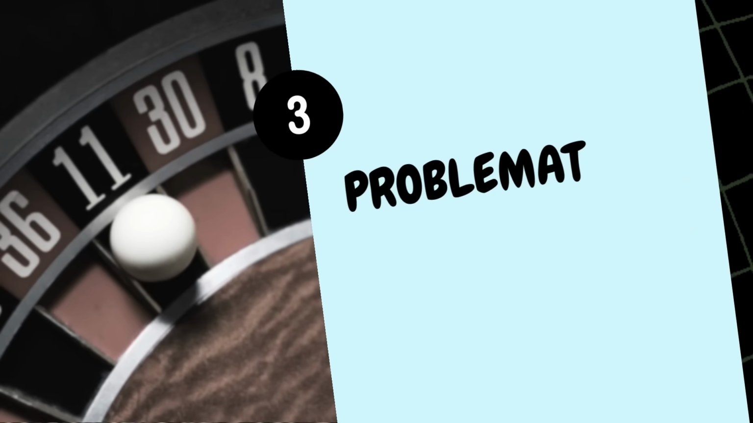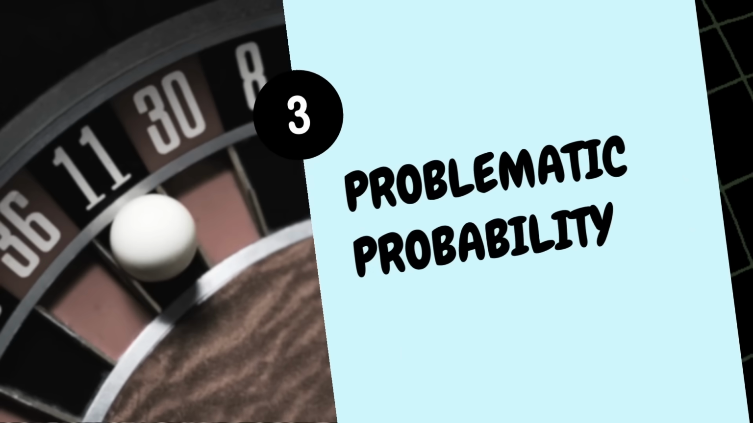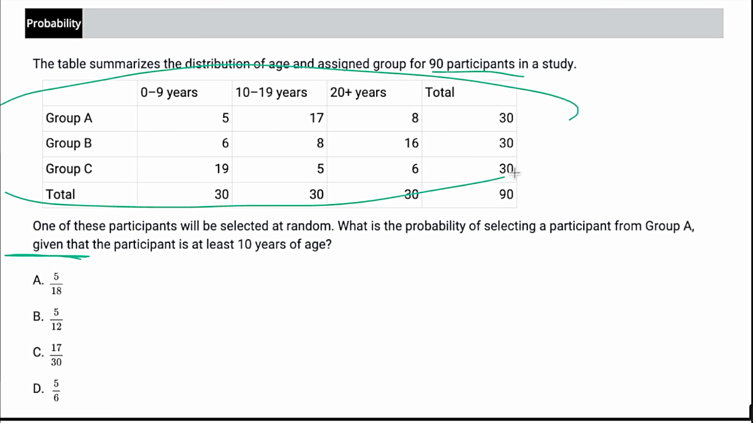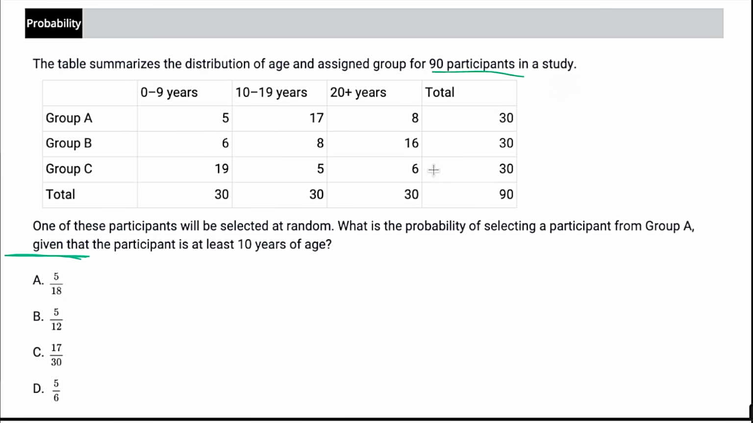Next up, we've got these tricky probability questions where you really need to pay attention to the wording. In particular, we want to be careful of "given that." Let's take a look at this question, then we'll talk about what "given that" does to it. So it says, one of these participants will be selected at random. One of these participants, we can kind of see that participants are basically everyone. So one of these, the entire chart will be selected. So that seems like our population at first.